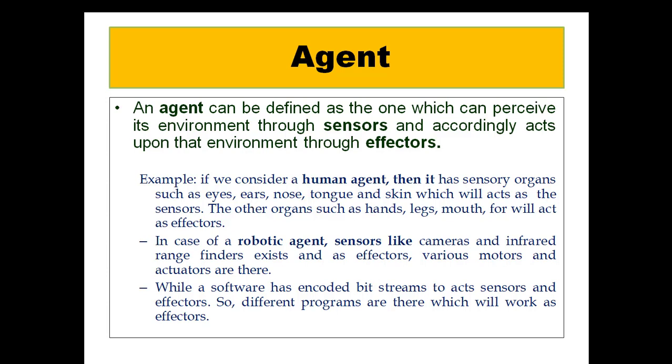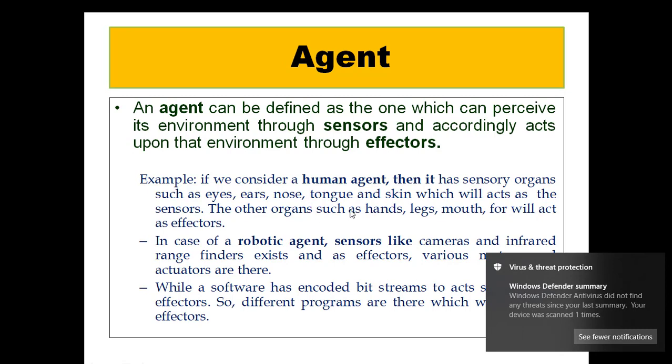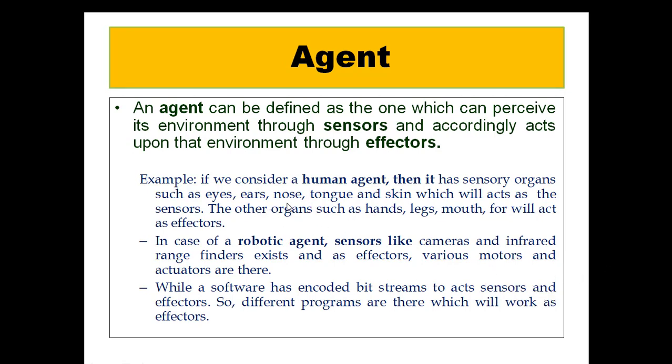So they are sensors. Now, we do have some other organs like hands, legs, mouth, and by them, we can perform something. So when we get some information through our sensors, eyes, ears, nose, tongue, skin, then our hands, legs, mouth will be used as effectors. Got it? And that is the case of a human agent.